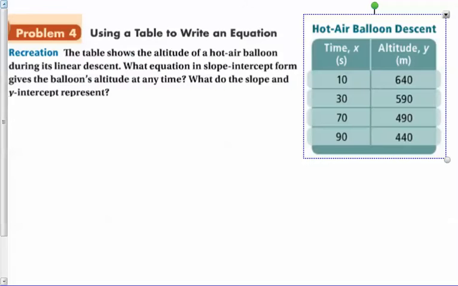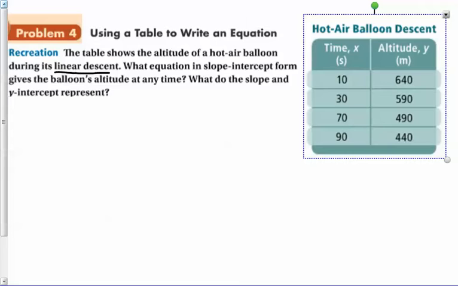All right, I believe this is the last problem. Problem number 4 says the table shows the altitude of a hot air balloon during its linear descent. That's important. Linear means I'm going to have an equation. What equation in slope-intercept form gives the balloon's altitude at any time? What do the slope and the y-intercept represent?